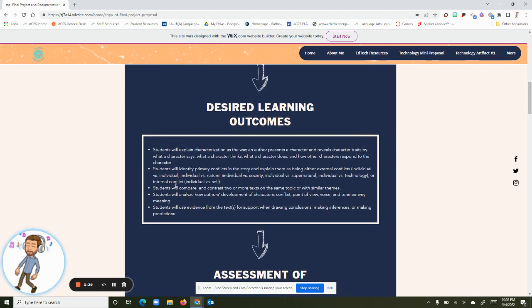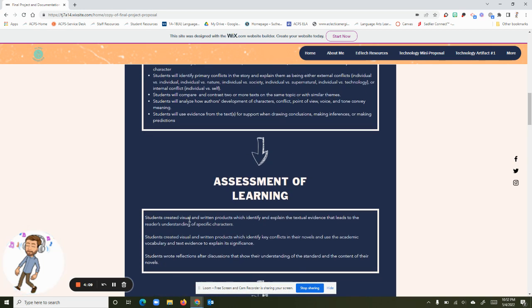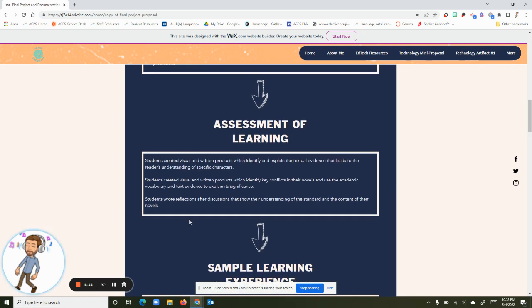My desired learning outcomes, these are straight from the Virginia Department of Education SOLs, focusing on characterization, conflict, comparing and contrasting text on the same topic with similar themes, analyzing how authors develop characters, conflict, point of view, voice, and tone, and how that conveys meaning. And then lastly, this is my big one here. Students will use evidence from the text to support when drawing conclusions, making inferences, or making predictions. So teaching them to use actual evidence from the text is a big need for me, and that's where technology really came into play for me for putting this together.